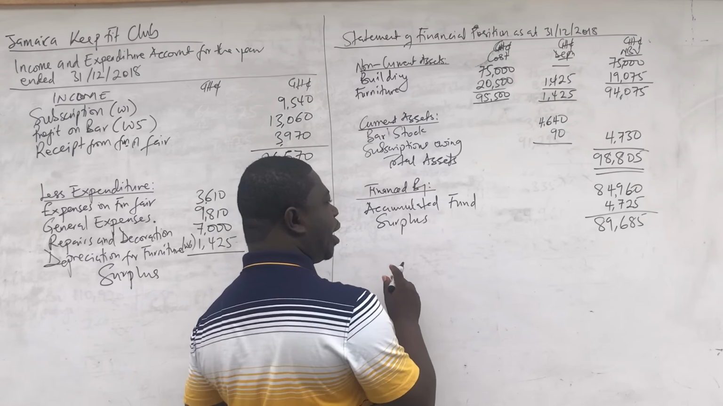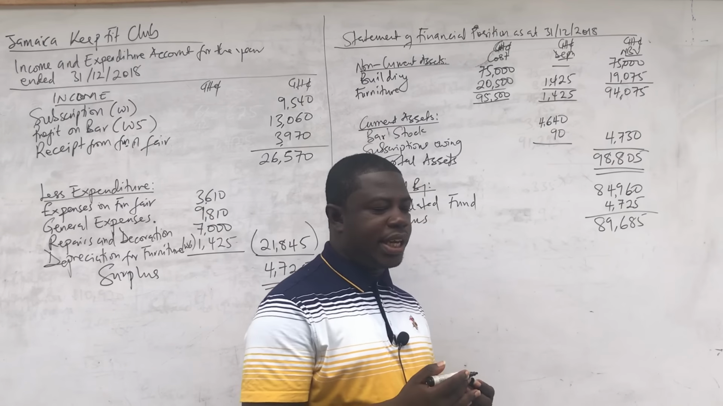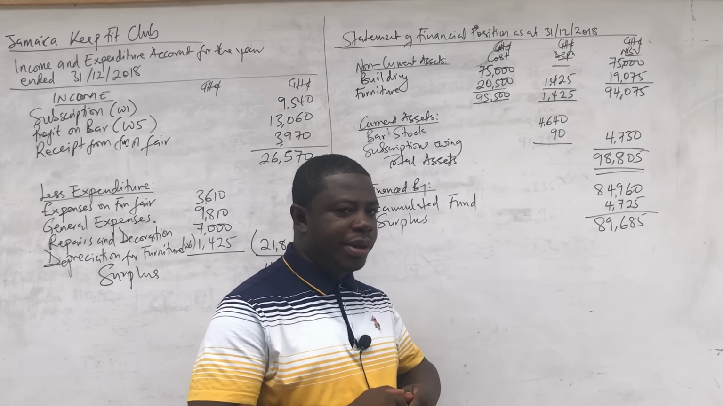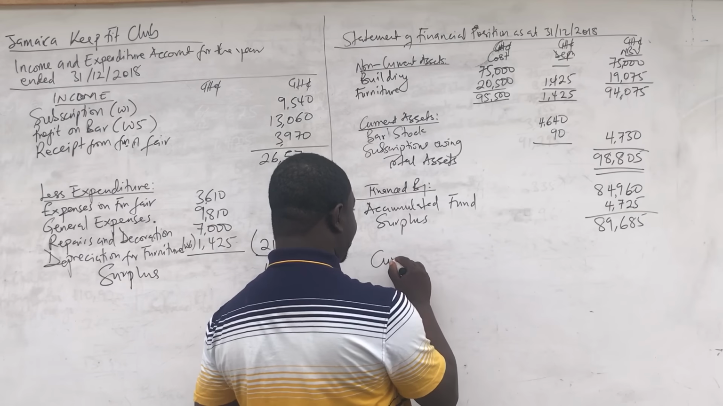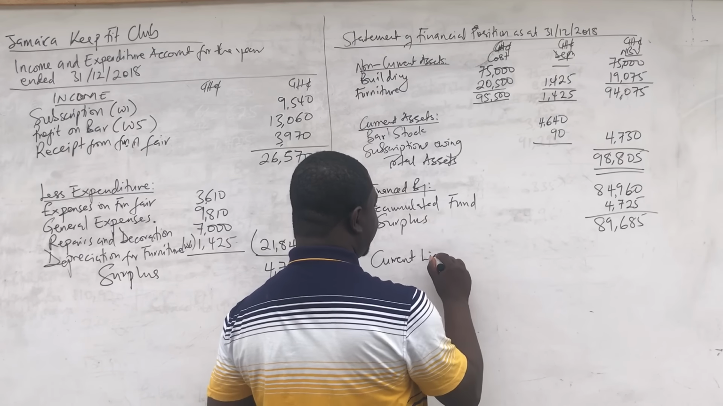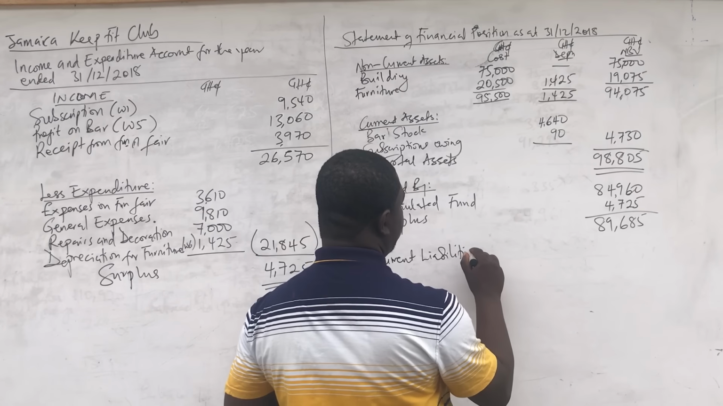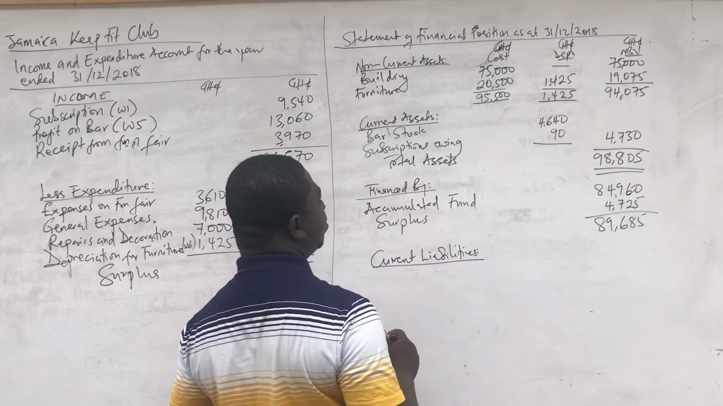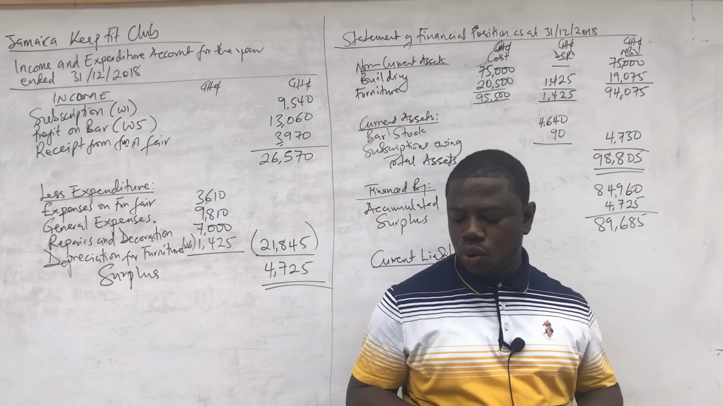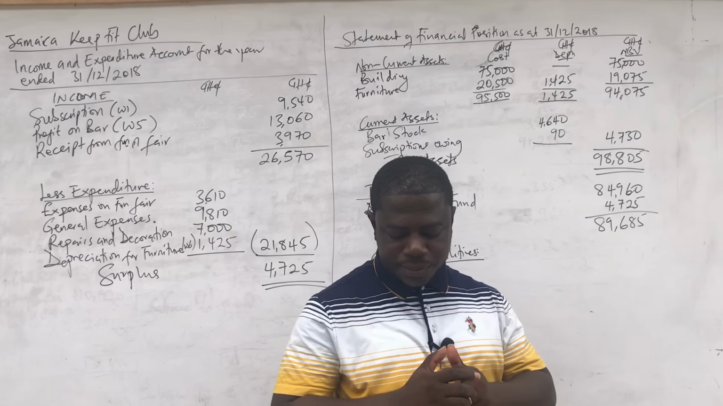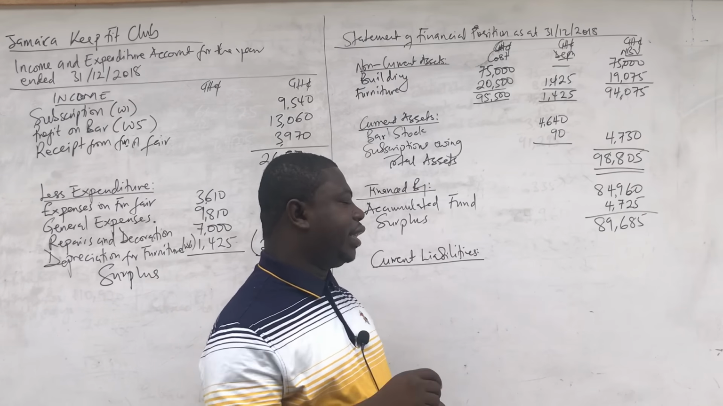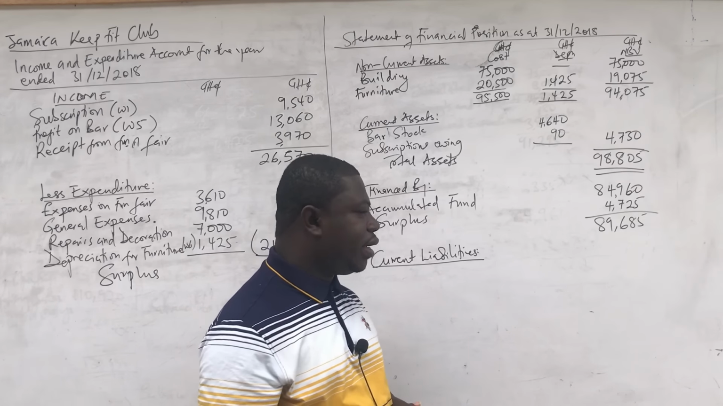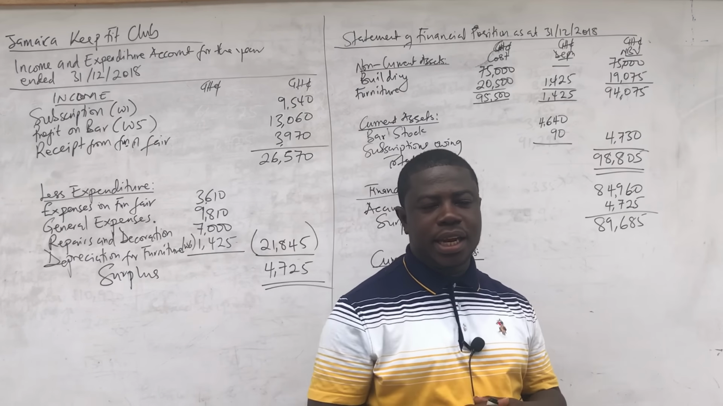And then we'll look at the liabilities. Now, in this question, there was no non-current liability, or there was no long-term liability. So we are only going to list the current liabilities for the club. And remember that there were subscriptions paid in advance. So that is going to come as a liability. And also, there were some creditors for the bar. That is also going to come as a liability.